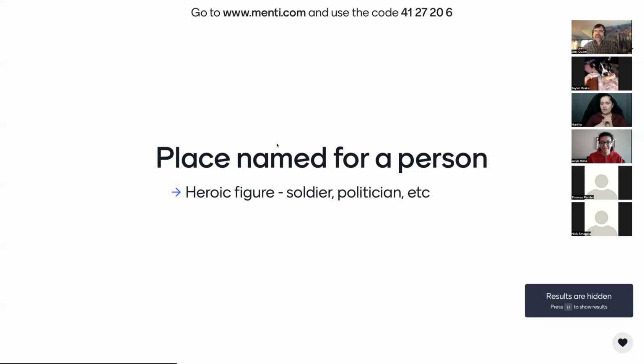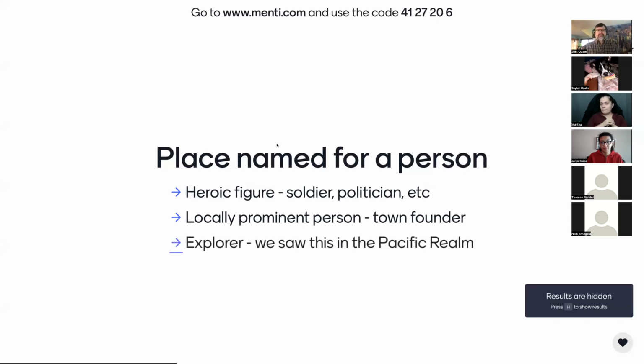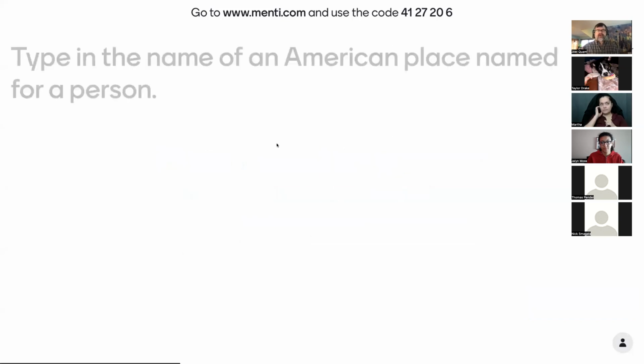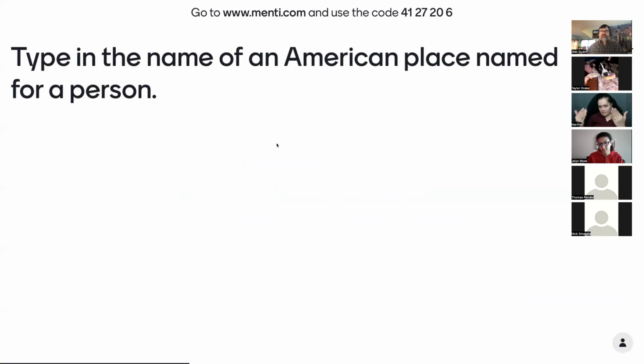Let me give you a couple more criteria. So it might be that it's some heroic figure. Sometimes, yes, somebody who did something great, we honor them with a place name. Sometimes it's local. Lombard, our neighbor here to Glen Ellen, is named for Josiah Lombard, who was a big landowner at the time the village was founded. And yes, okay, here we go. Now, please type in an answer. An American place named for a person.